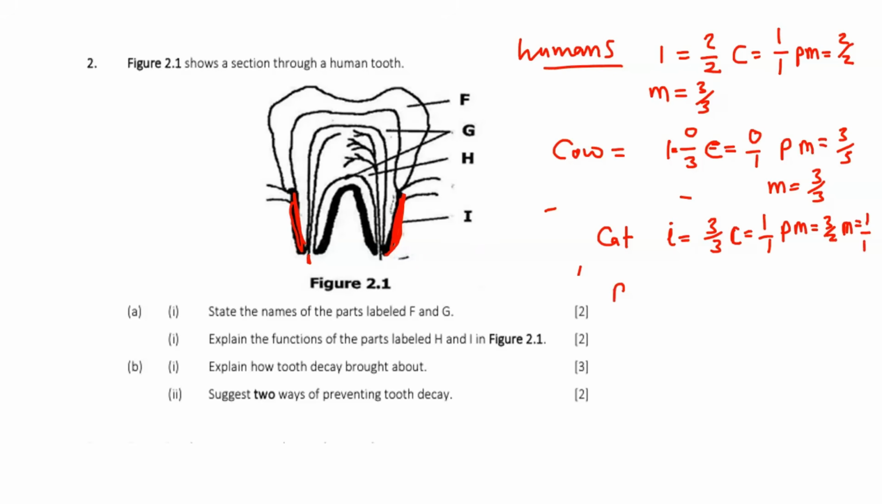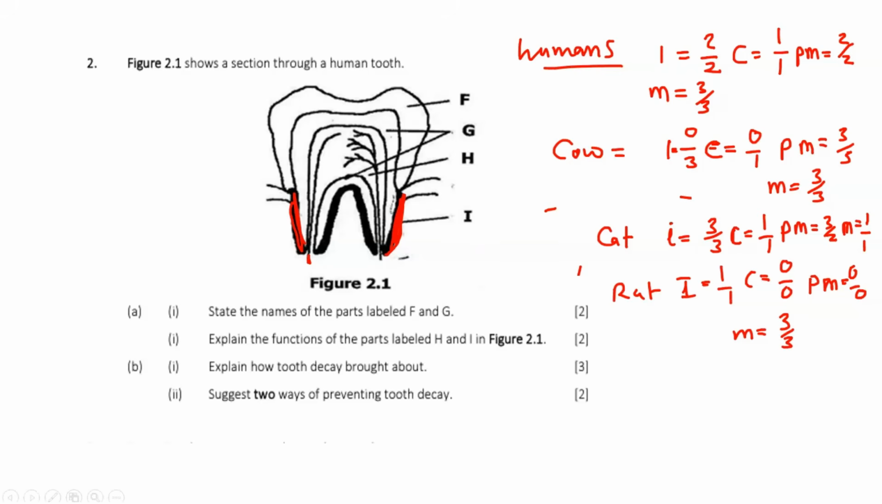Then for rat, the dental formula is I equal to 1/1. Then canines, C is 0, 0. Then premolar, PM is 0, 0. Then of course molar is 3/3. So these are the dental formulas that you need to know.